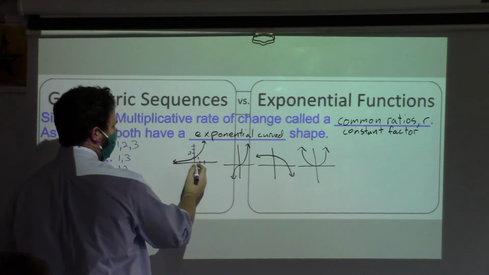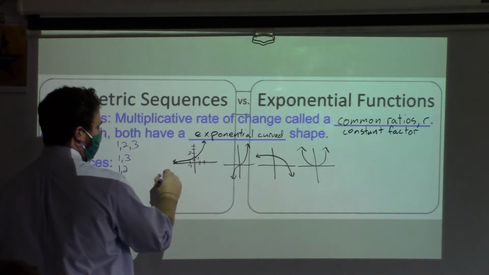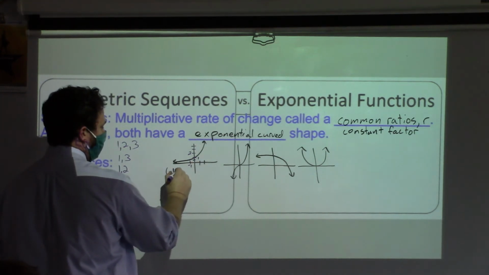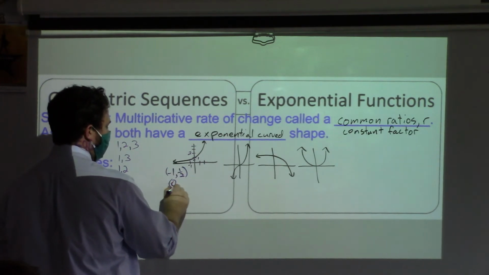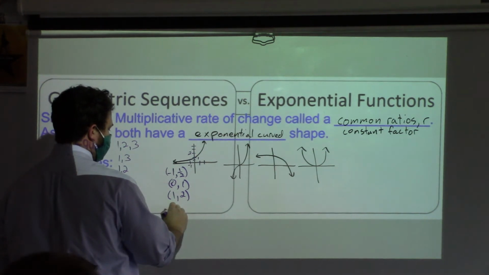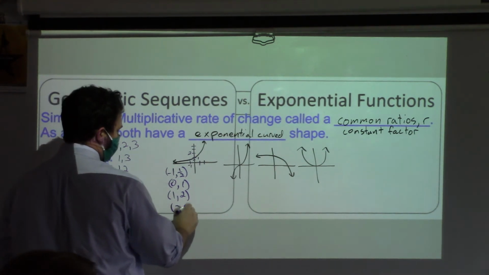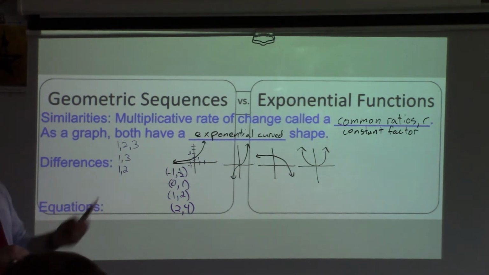So notice that would be roughly a half. Okay, so I see the points -1, 1/2, 0, 1, 1, 2, and 2, 4. And we already said this one looks exponential, right? Notice that pattern there?